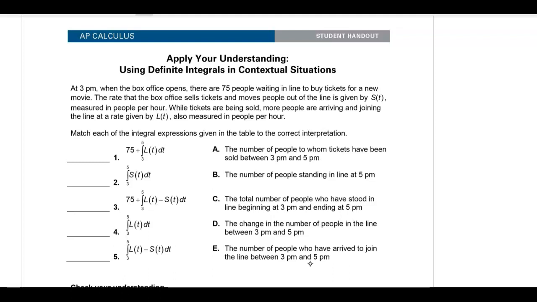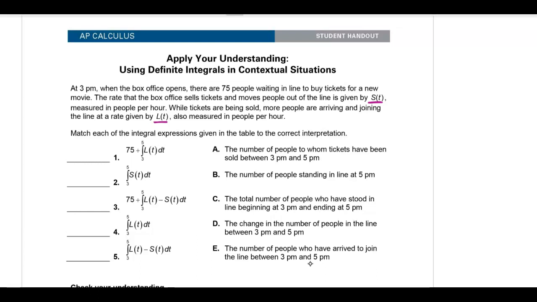All right, so we're back to the example that we did on an earlier page talking about people waiting in line to buy tickets. And so we have people moving out of the line, like selling them tickets, that's S of t people per hour, and then more people are joining the line at L of t, which I think is kind of weird because L of t seems like it'd be like leaving the line, but that's okay. I guess S of t is selling and L of t is line, but that's cool.